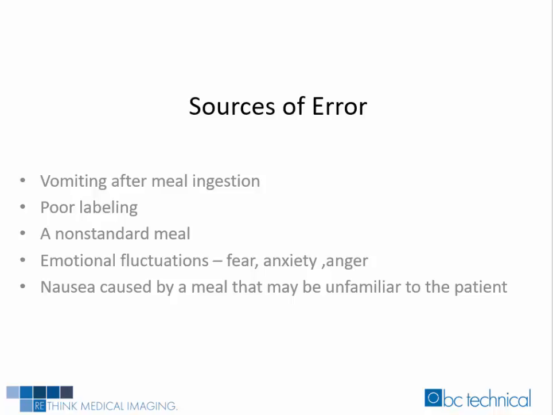There are many sources of error in gastric emptying imaging. If the patient vomits after the meal ingestion, if there is poor labeling of the meal, if a non-standard meal is used, emotional fluctuations such as fear, anxiety, or anger, or nausea caused by a meal that may be unfamiliar to the patient.